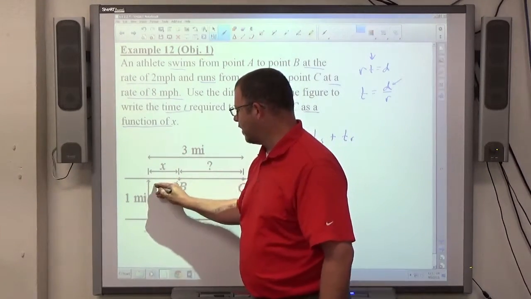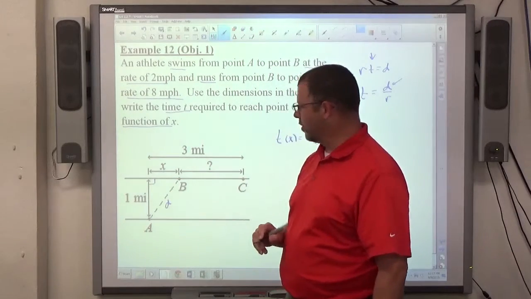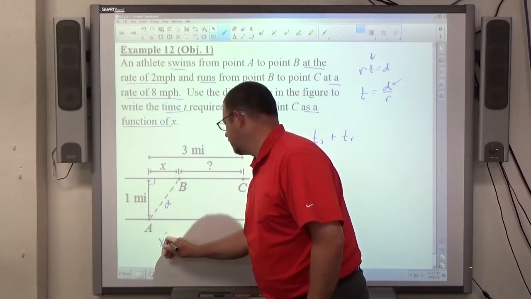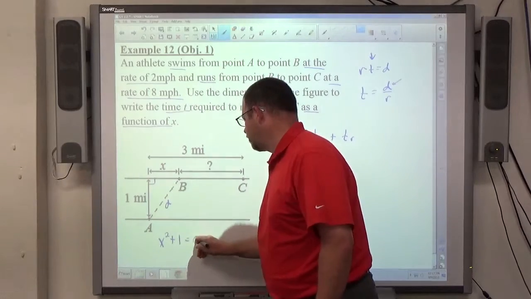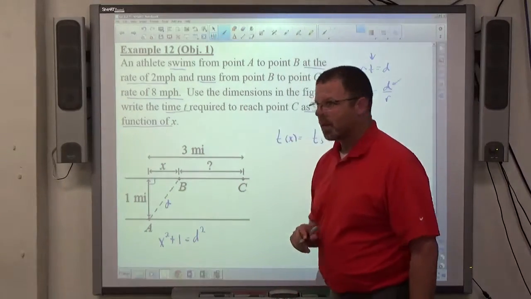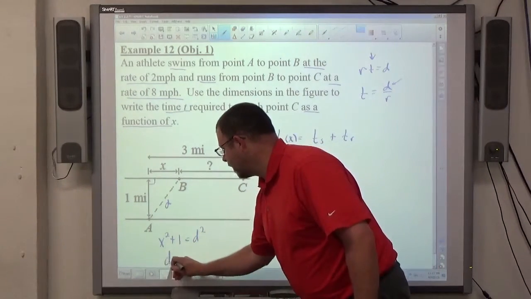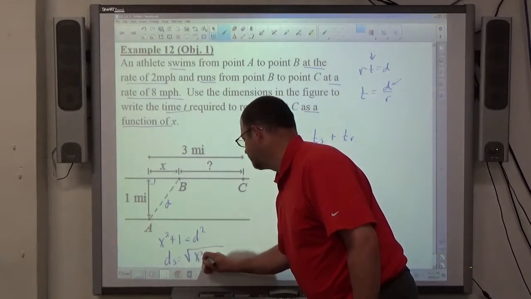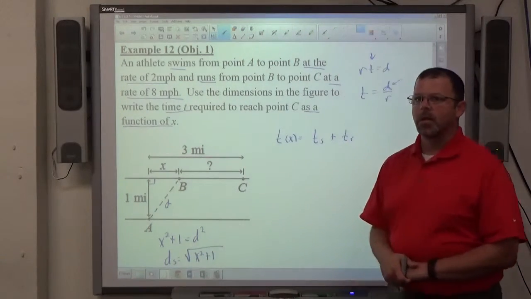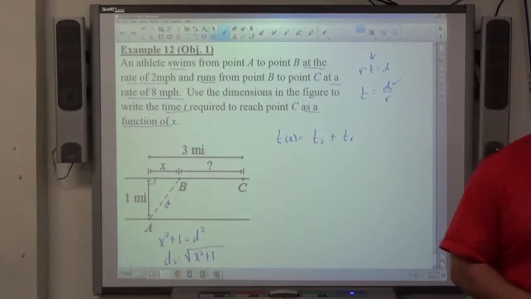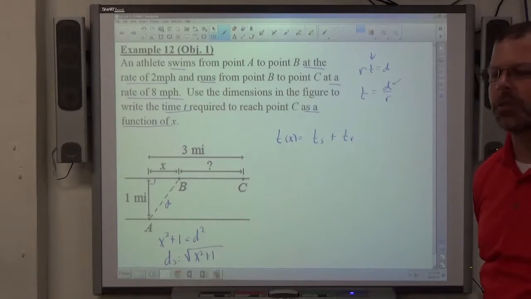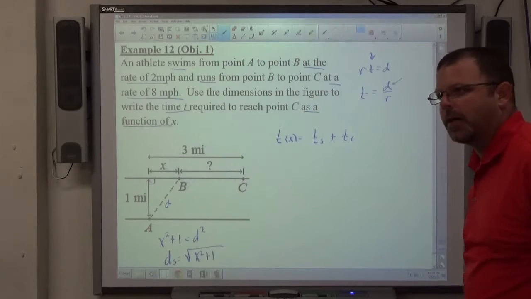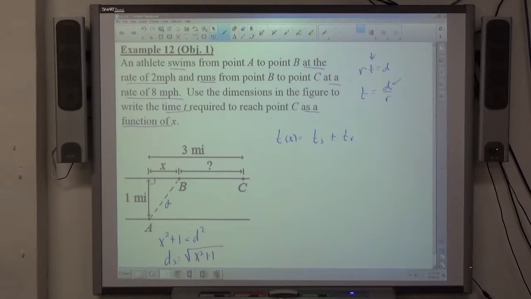This is a right triangle, and the Pythagorean theorem states that x squared plus 1 squared is equal to d squared. Therefore, d of swimming is going to be the square root of x squared plus 1. Only the positive square root, because we're looking at a length there, it only makes sense to take the positive square root of that. So his swimming distance is the square root of x squared plus 1.